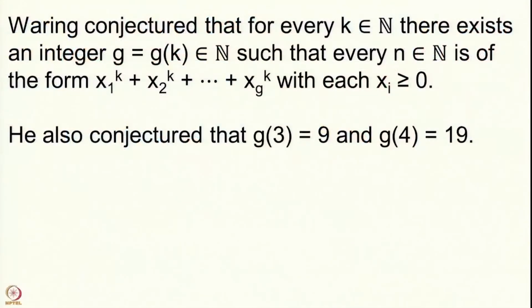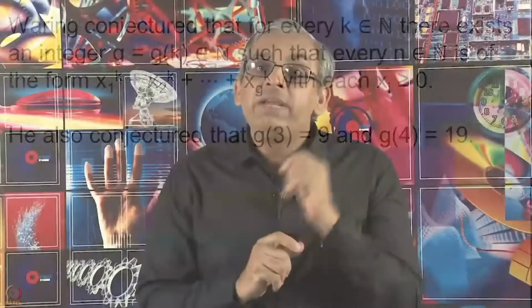This was stated in 1770 by Waring, and about 130 years later this was proved. Waring also conjectured that the number g of 3 is 9. So, he said that you need 9 cubes. g of 3 is 9 has 2 statements in it. It means that for every n, 9 cubes are sufficient, and moreover that there is a number which requires 9 cubes.